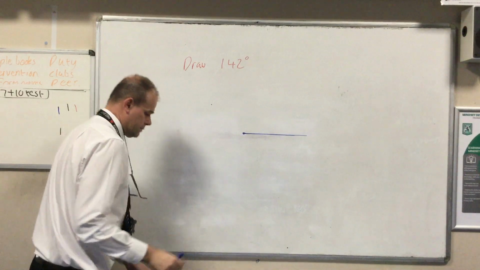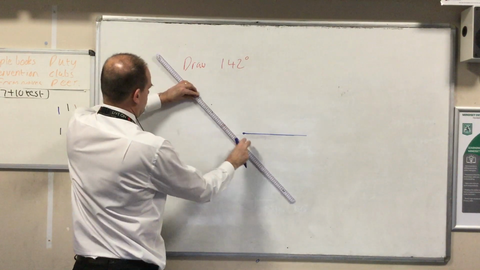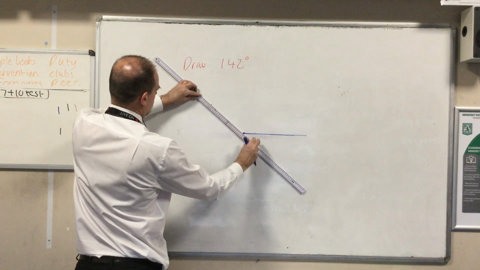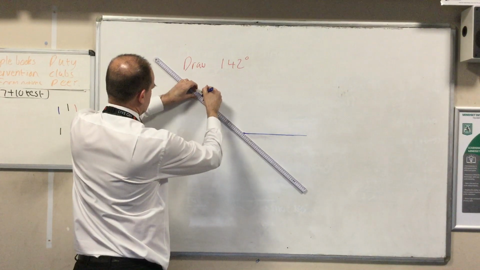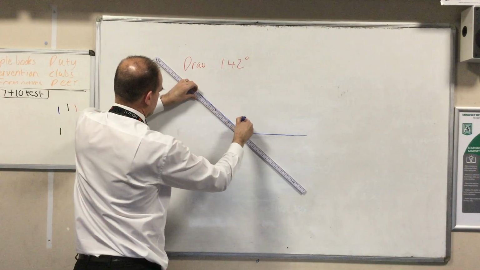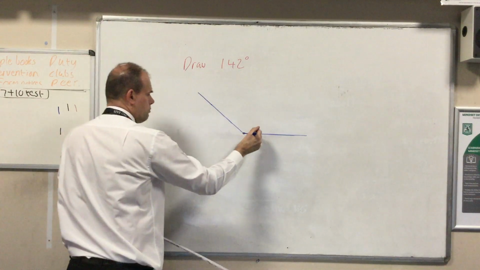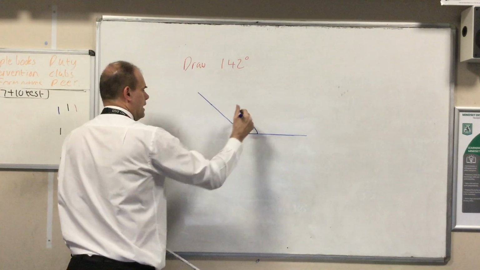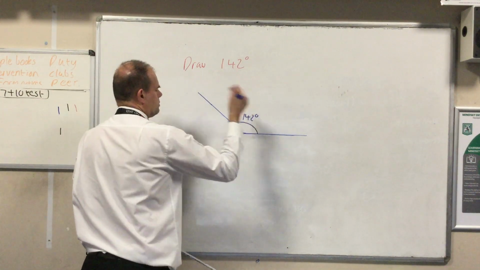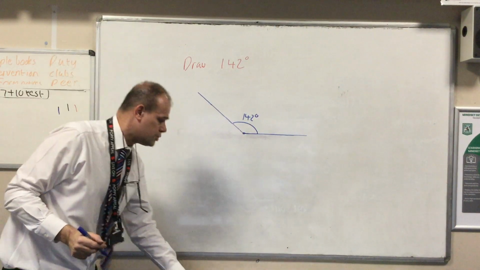You get your ruler and a sharp pencil, make sure it's accurate. Join that up, don't just go to the dot, go past it. So you've got a nice long line, and because you moved it round that way, label it 142, and you can see that's an obtuse angle.